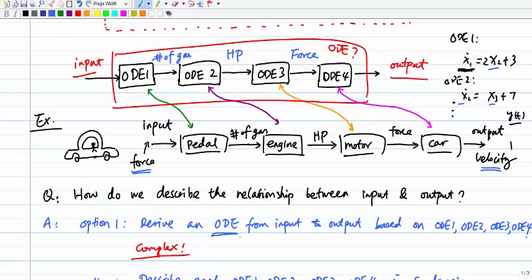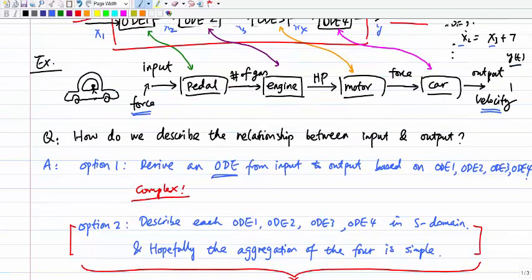Apparently, this approach can be complex, especially if we have multiple ODEs and need to cancel out the intermediate variables. For example, here, this is the x2, x3, and x4. So this is the x1, for example. This is y. To cancel out intermediate variables can be tricky or difficult. So option 1 typically can be difficult.